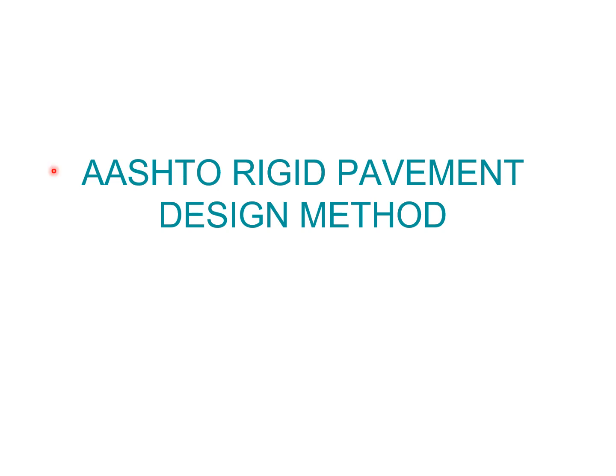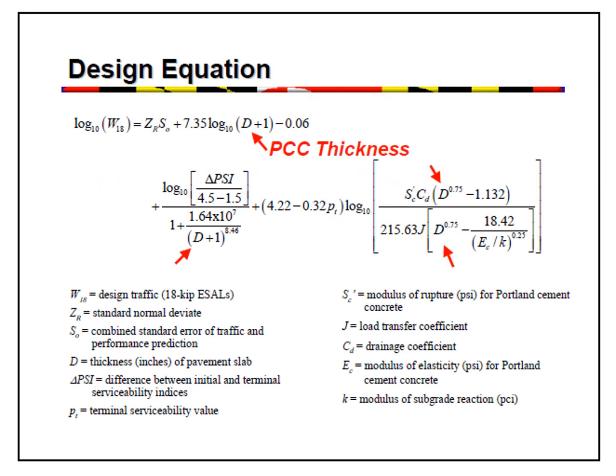Dear students, today we are going to discuss the AASHTO rigid pavement design method. The design equation which is used in this method is quite complex. You can see different variables are involved, and here in this equation, D is representing the plain cement concrete thickness, or simply you can say the thickness of the concrete slab.